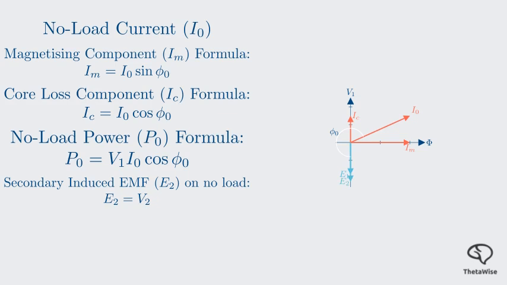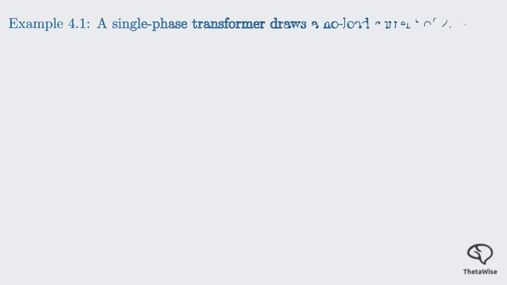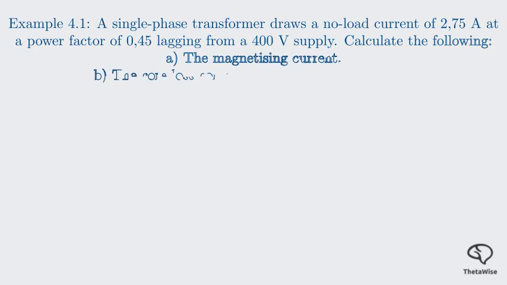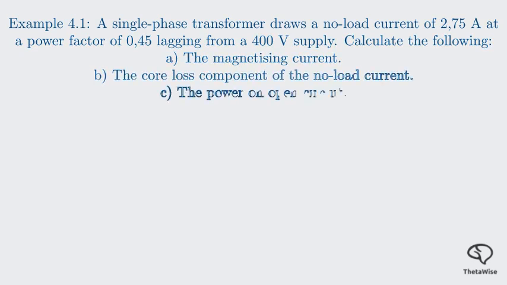Let's put them into practice. We'll begin with a worked example. This is example 4.1 from your notes. Pay close attention to the step-by-step process. The question is, a single-phase transformer draws a no-load current of 2.75 A at a power factor of 0.45 lagging from a 400 V supply. Calculate A, the magnetizing current, B, the core loss component of the no-load current, and C, the power on open circuit.